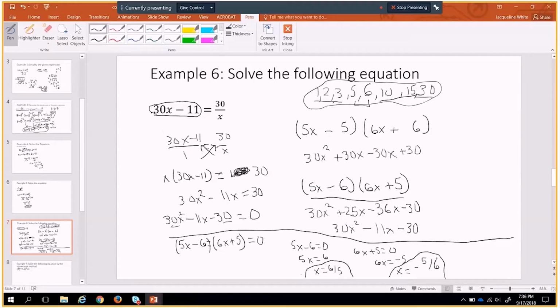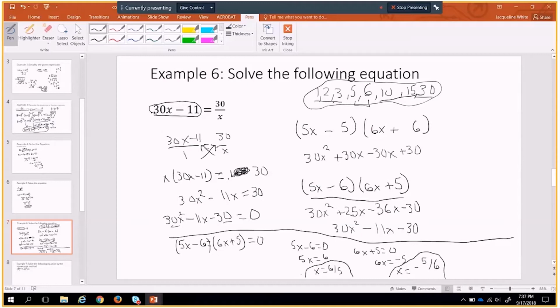But that little trick over here, that 1 times 2 times 3 times 5 times 6 as the factors of 30, and you're looking for ones that add or subtract to our middle one, which is negative 11 over here, all right? That's going to help you out a lot.